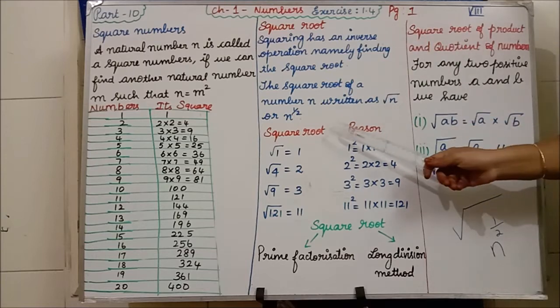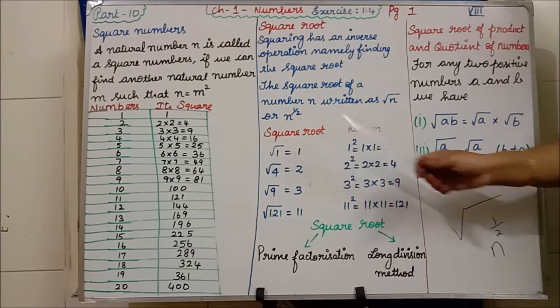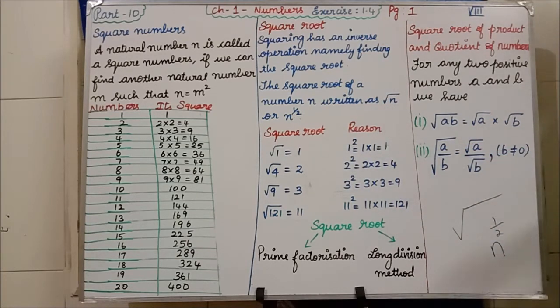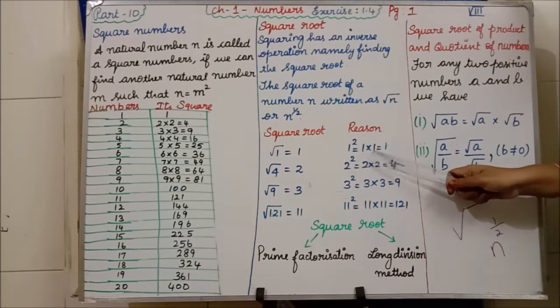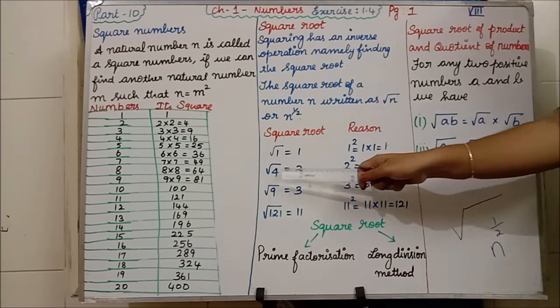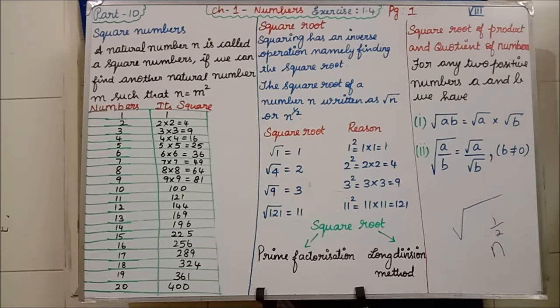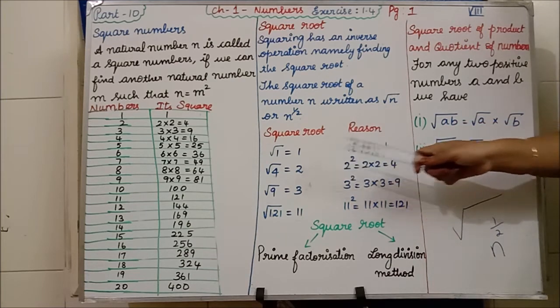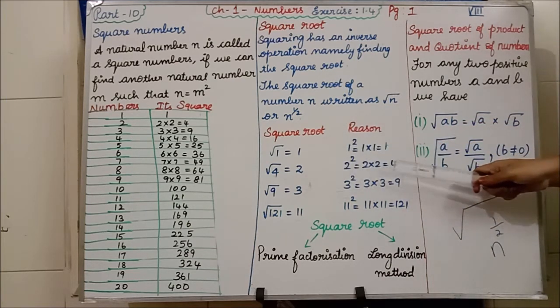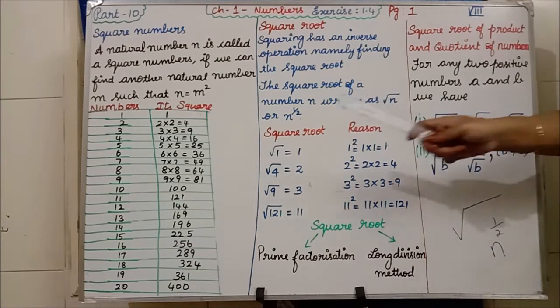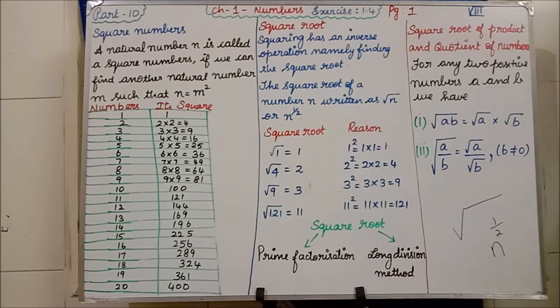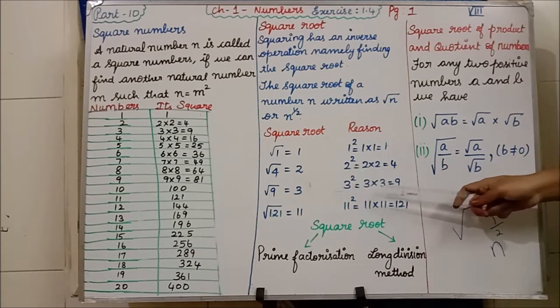Clear? Square root means what? Square root of 1 is 1. How are we saying square root of 1 is 1? Because 1 square is 1 into 1, which is 1. Similarly, what is the square root of 4? If I ask, immediately you have to say 2, because 2 square is 2 into 2, which is 4. Here, what is the square root of 9? 3. 3 square is 3 into 3, which is 9.